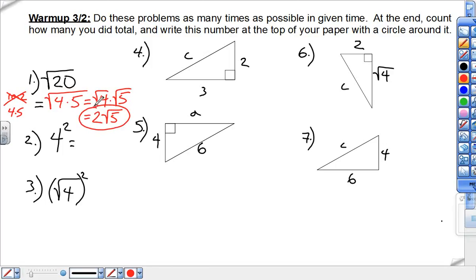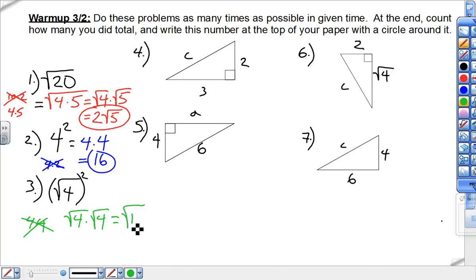4 squared is not ever 4 times 2. Never do 4 times 2. Never ever. 4 squared is 4 times another 4, which gives me 16. If I square something square rooted, remember this is not 4 times 4 right here. This is root 4 times another root 4, which gives me the square root of 16, which gives me back my answer 4. So whenever you square something already square rooted, those will cancel away and just leave you that whole number always.